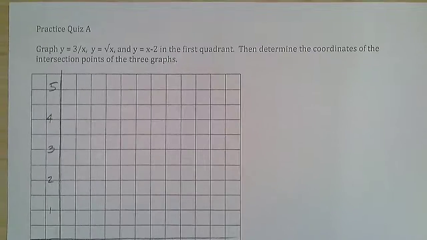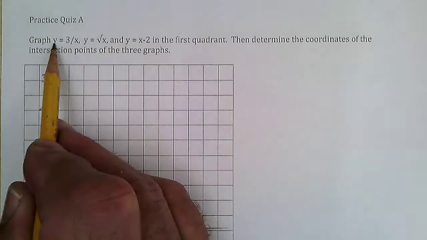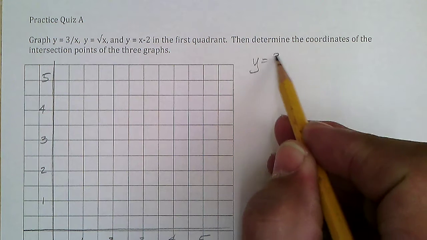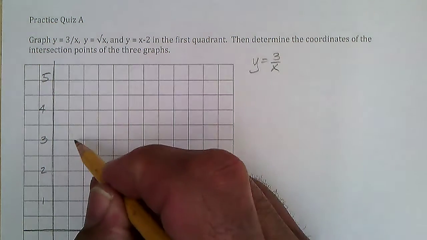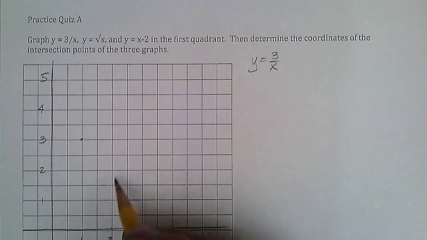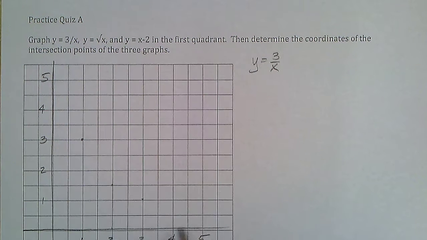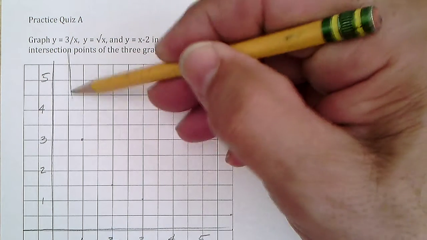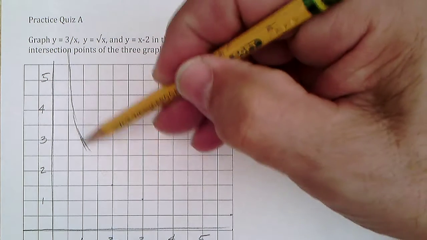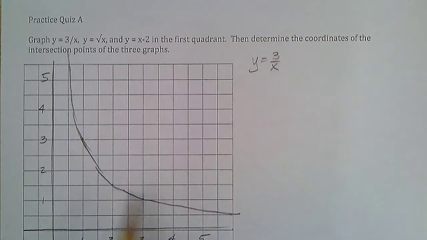All right, let's do the practice A quiz. Graph y equals 3 divided by x. So 3 divided by 1 is 3. 3 divided by 2 is 1.5. 3 divided by 3 is 1. 3 divided by 6 is a half. So this looks like that.